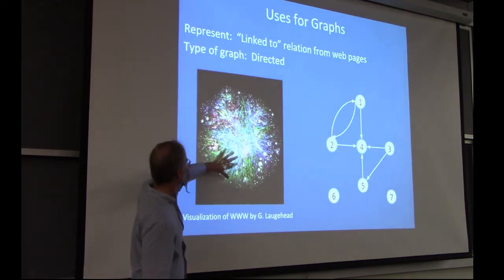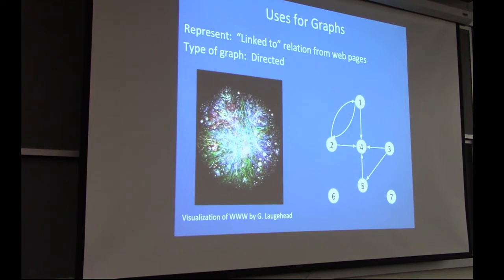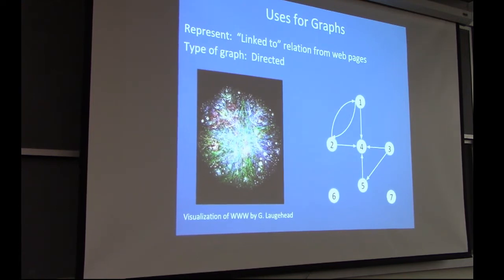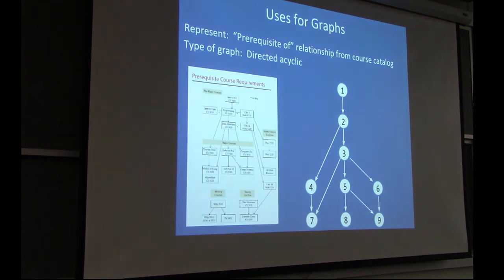So you kind of have to let your imagination run to use that to visualize the web. But that's a directed graph. Okay, here's another kind. This is also a directed graph, but it's acyclic. There are no cycles. Can't go around in circles. And so this is, for example, a piece of the prerequisite graph for computer science courses.